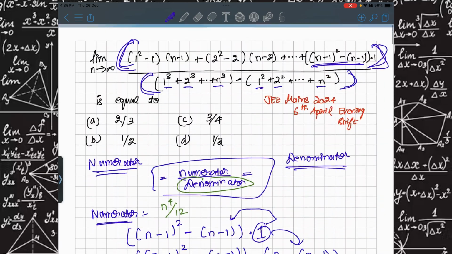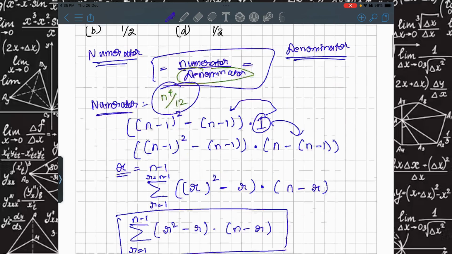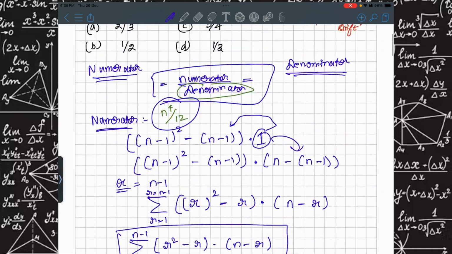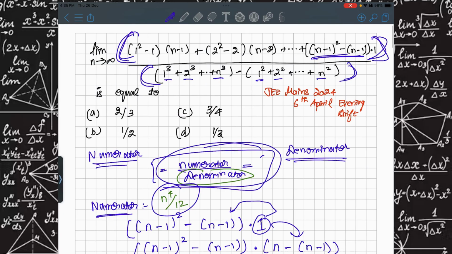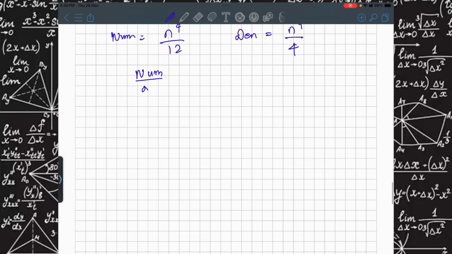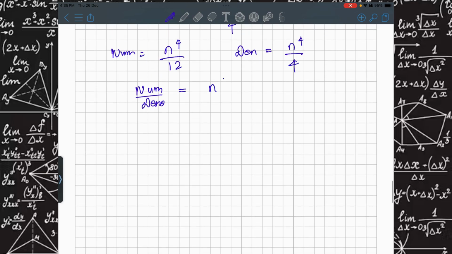Let me check it once again. Yeah, n power 4 divided by 12, and denominator is nothing but n power 4 divided by 4. Okay, now as per our plan, it is numerator divided by denominator, as I already told you. So numerator divided by denominator equals n power 4 divided by 12 divided by n power 4 divided by 4. Cancel, cancel. You will get 3. So the answer is 1 by 3.